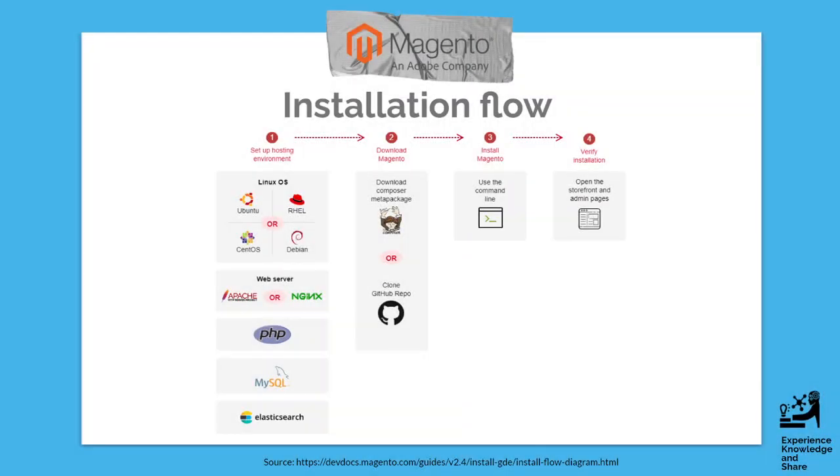So let's start. You can see that usually we have a Magento installation flow. When we have to install, we need the environment to be ready, then we have to download the meta package via Composer or respective tools, and we have to use Git Bash or any command line tool to install Magento and verify the installation process. This was a high-level view.